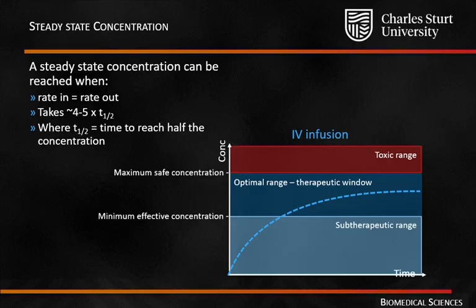And so you have this minimum effective concentration. And so we want the plasma concentration to be above that point to actually see a therapeutic effect. And we also want it to be below the maximum safe concentration, because above that, the patient is more likely to experience an adverse drug reaction.